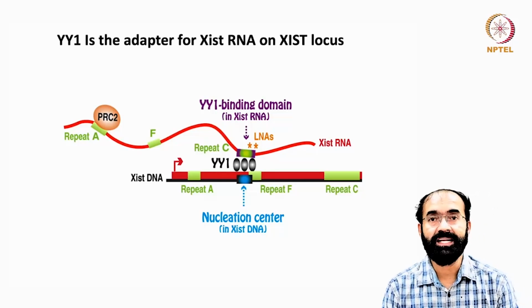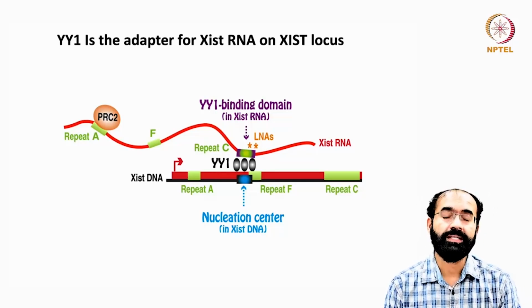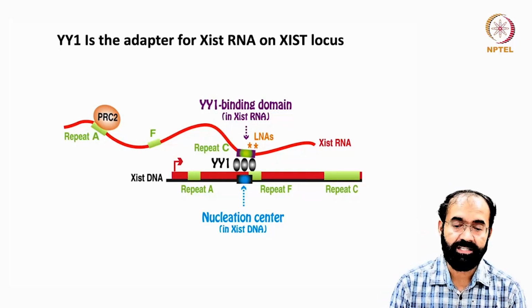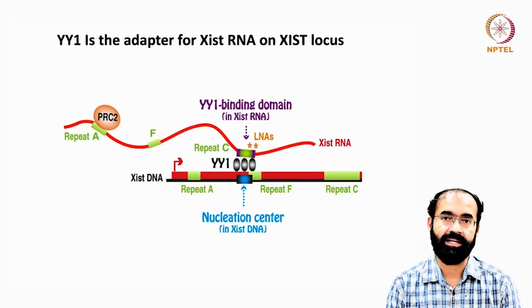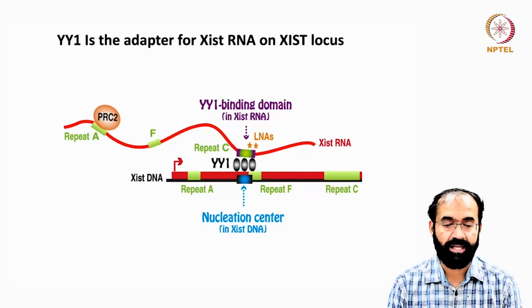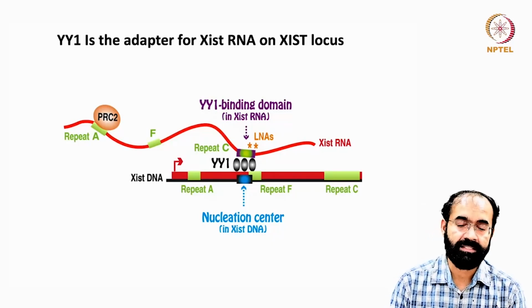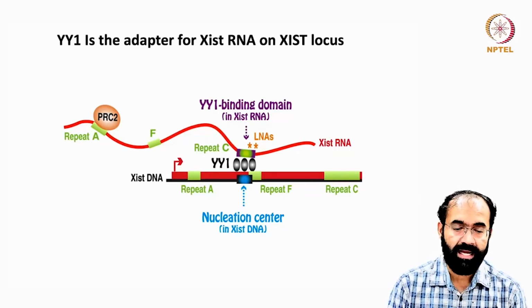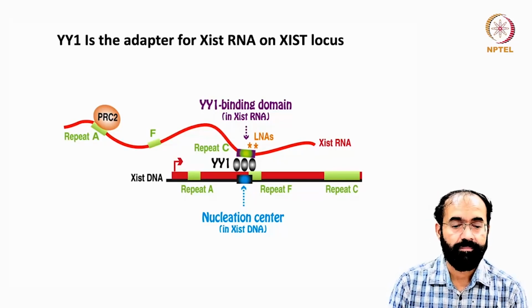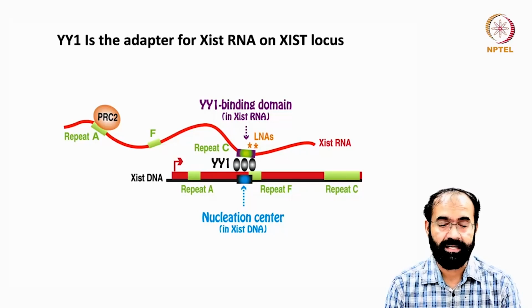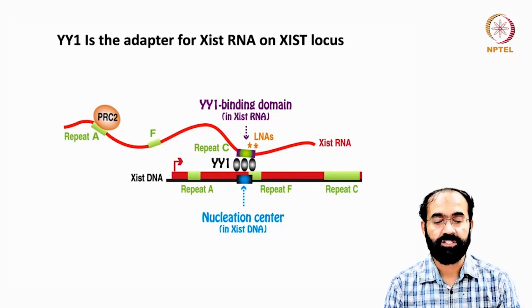The YY1 binding occurs onto the Xist RNA through a specific domain called the YY1 binding domain that is present on the Xist RNA. So Xist RNA will be able to bind with the YY1 protein, and YY1 protein in turn has an affinity for binding onto the X inactivation center, and you can see the PRC2 complex also has a location on the Xist RNA. So this brings in the PRC2 complex.